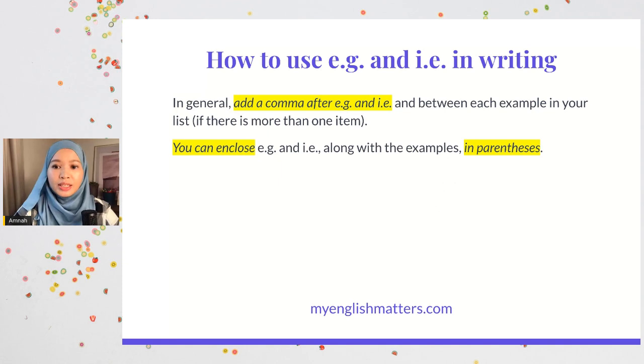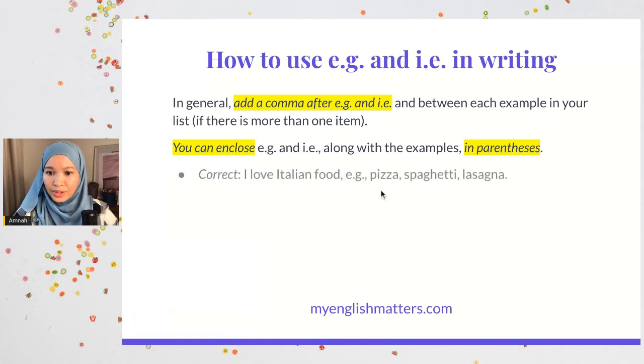Another point is you can enclose e.g. and i.e. along with the examples in parentheses. Let me show you the example here. Correct: I love Italian food, e.g. pizza, spaghetti, lasagna. So you can see there, I put the comma there. If you go back to my other slides, if you watch the replay later, you'll see I put the comma behind e.g. and behind i.e.